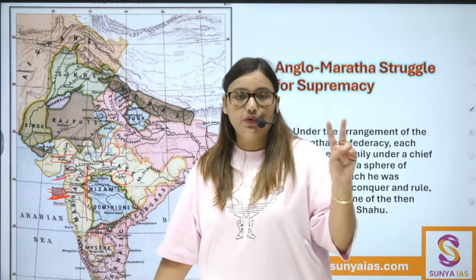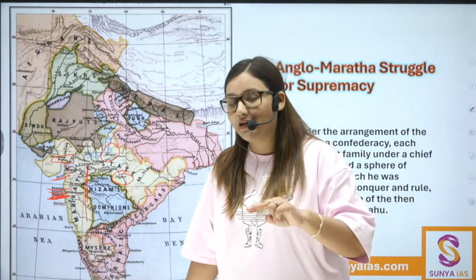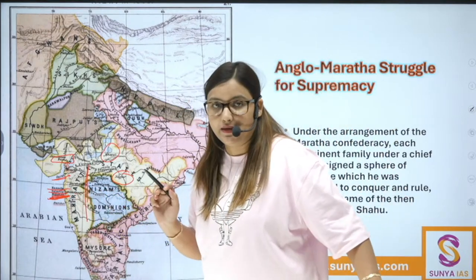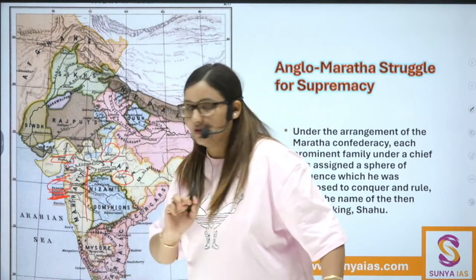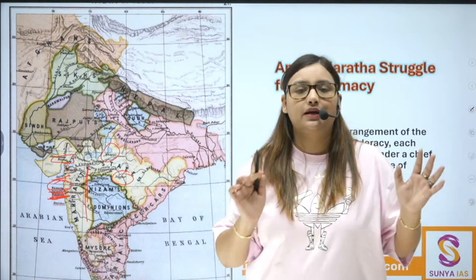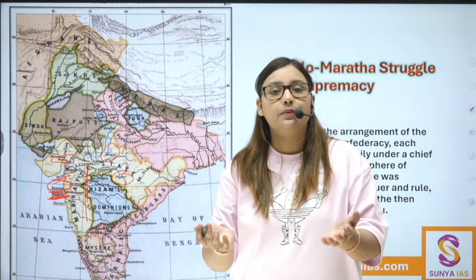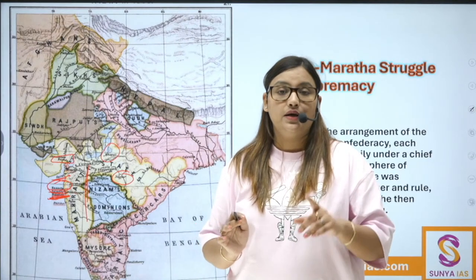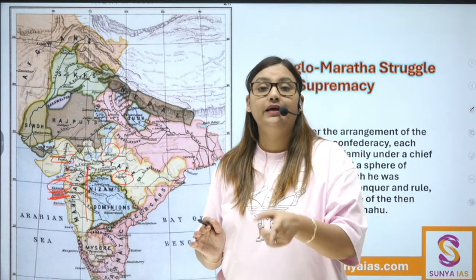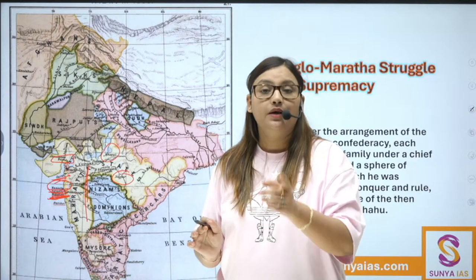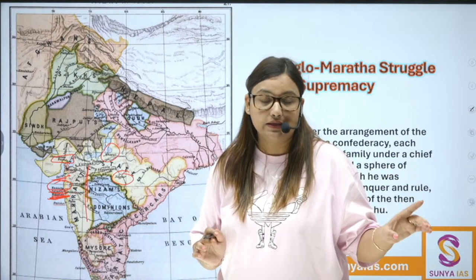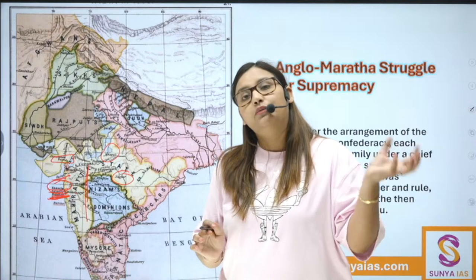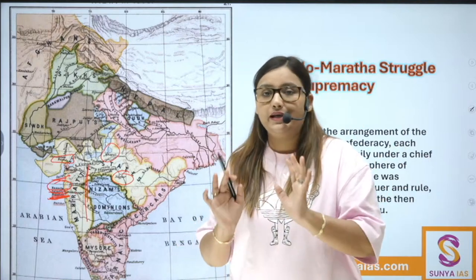So which two ports were given by Raghunath Rao to the Bombay East India Company? Silsit and Bisin. Bombay was already there with the East India Company. Who gave Bombay to the English East India Company? Do you remember? We covered it in the last class. The Portuguese gave Bombay to the East India Company as a dowry because Prince Charles married Catherine, the Portuguese princess. So already EIC had Bombay with them.